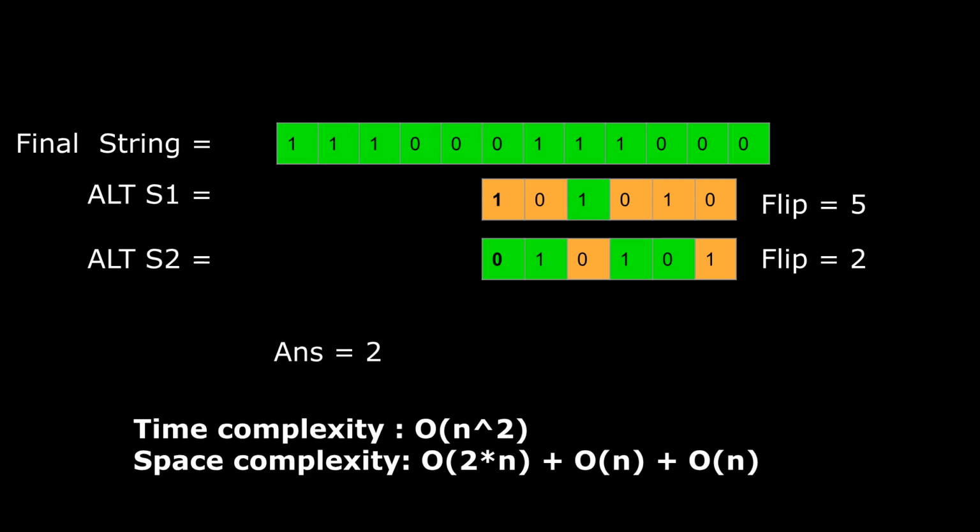The time complexity is O of n square for this, and space complexity is O of 2n plus O of n plus O of n. Why 2n? Because of the final string, and the O of n and O of n are for the alternating strings. So this solution can solve the problem, but it will give you TLE.